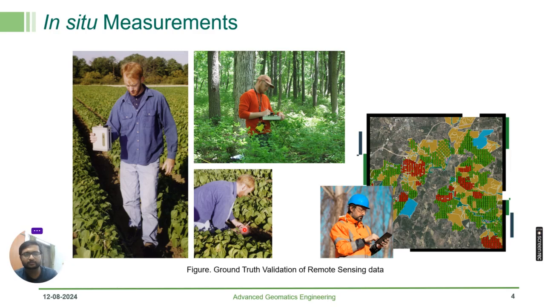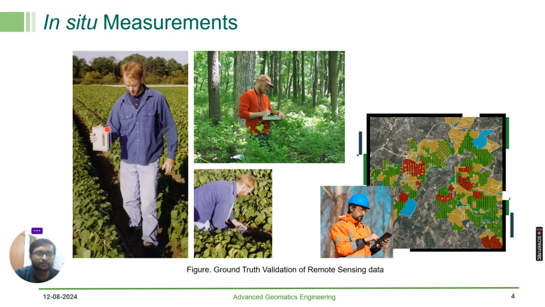It is possible that, because of some problem, let's say atmospheric interruptions, you will not get proper images, and because of that you will not get the ground-level information which you want. So this is the validation step which we do at the end to validate our remote sensing product, which is known as in situ measurement.